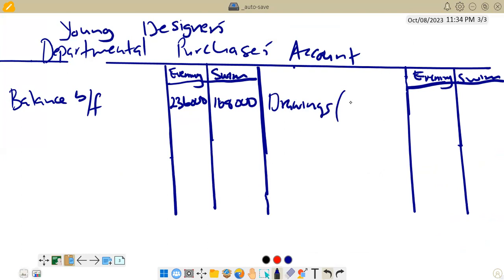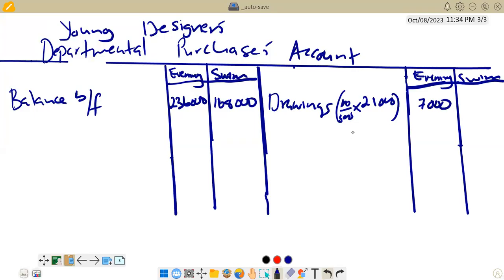Then in brackets, you can just summarize the working. We said 100 over 300 times 21,000. And these drawings were for evening. So we are going to put 7,000 here.